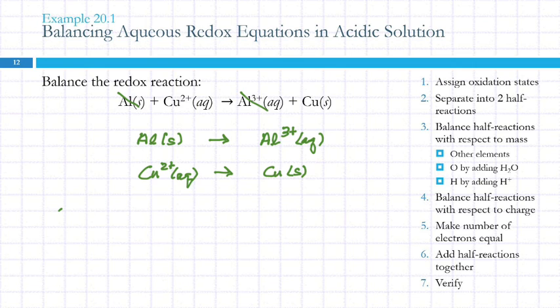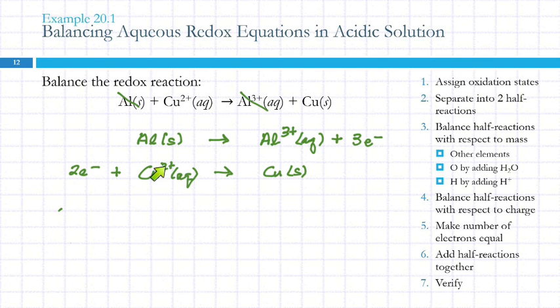Balance for charge. This side has a +3 charge, and that side has a 0 charge. We need to make them the same by adding electrons that have negative charges. So you're going to look at the side that's more positive, this one, and you're going to add some electrons in there. 3 electrons and this +3 charge add up to 0, which matches the other side. In this one, the more positive one is on the other side, and so I'm going to add 2 electrons over here.